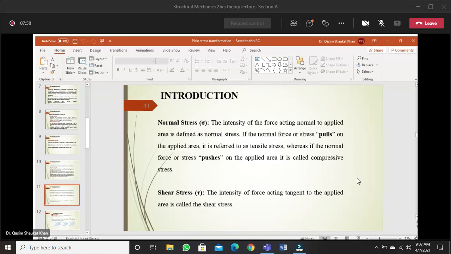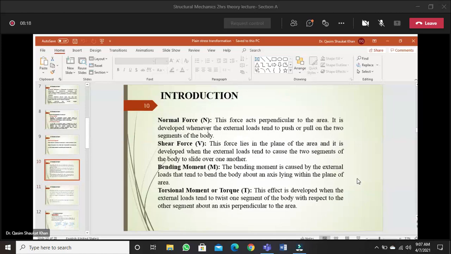So let's start. The first definition which we need to study today is normal stress. Normal stress is represented by sigma. Normal stress is the intensity of the force acting normal to the applied area. Just to recall, stress is equal to force per unit area.